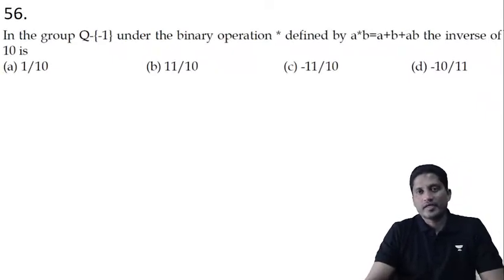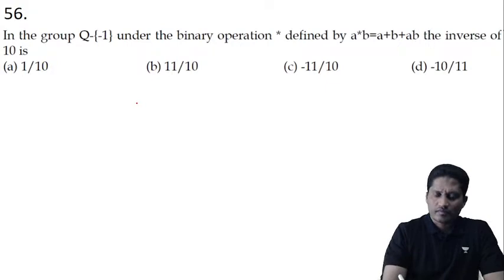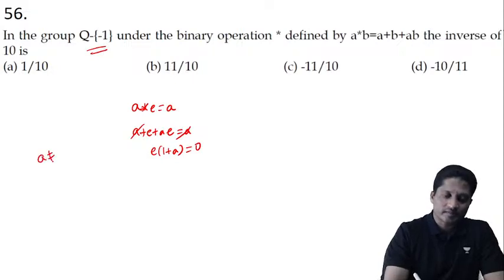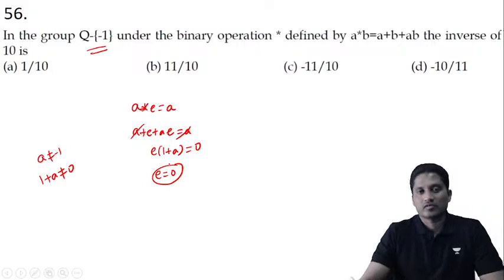Okay, I am supposed to find the inverse of 10. First we'll find the identity. A star E is equal to A, right? So this is A plus A into E is equal to A. Take E common, you get 1 plus A times E is equal to 0. According to the question, A cannot be minus 1. So this means that 1 plus A cannot be 0, so E should be 0.